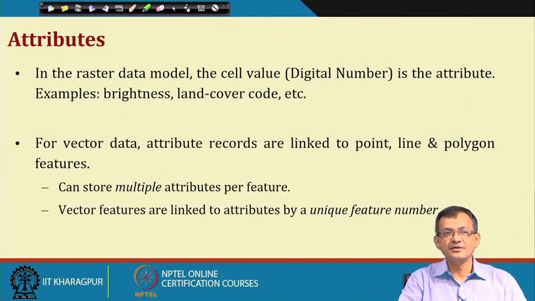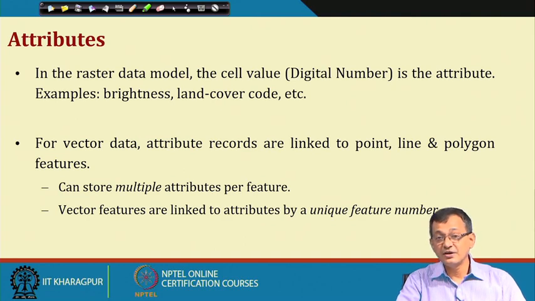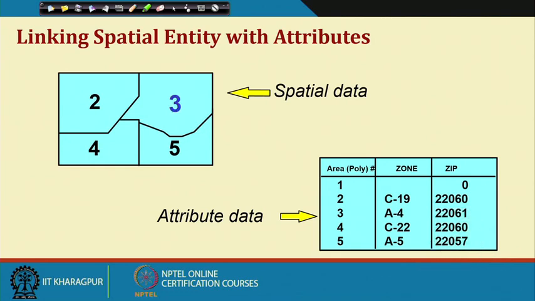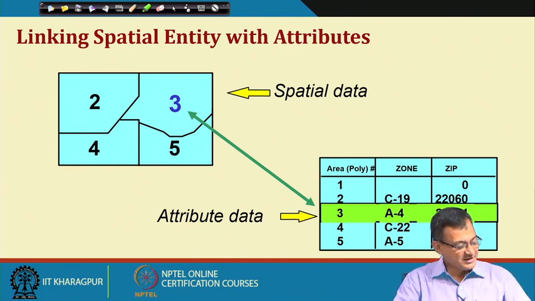So, that is the role of attributes. In a raster data model, the cell value region is an attribute which can attach to other files, such as brightness, land cover, etc. For vector data, attribute records linked to the point, polyline and polygon can store simple attributes of the feature. Vectors are linked to attributes by a unique feature number, and these are the different attribute representations, right? So, this polygon is polygon number 3, which is zone A4 with some zip code, right? I have a separate table which is attribute data, which is linked with this spatial representation. We will see how. This way we try to link the things.